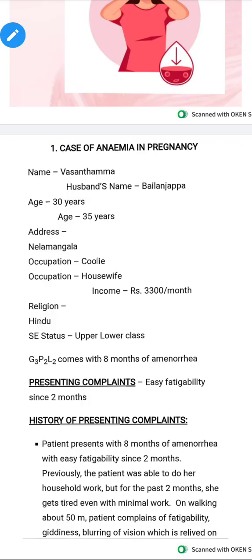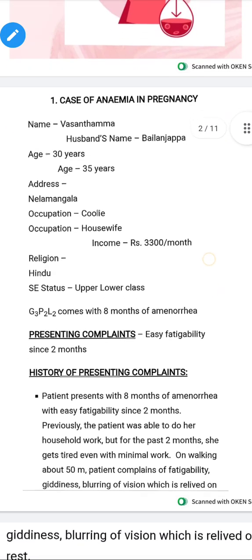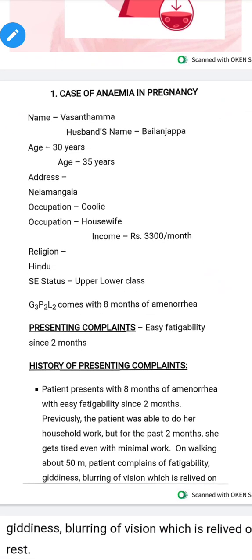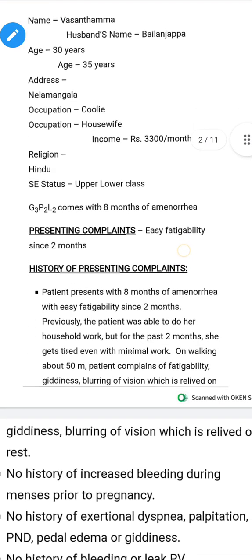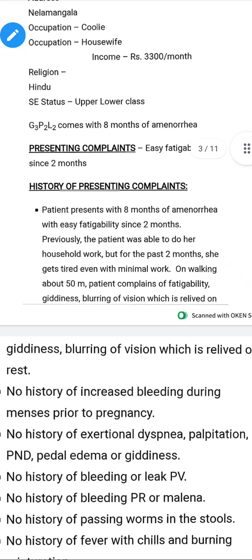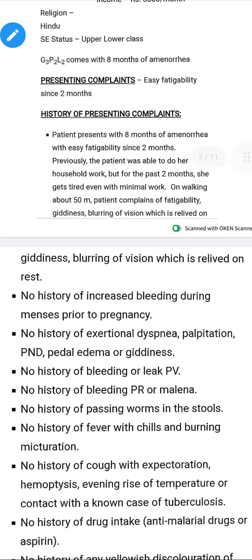So the identification details will be followed by the presenting complaints. Easy fatigability since 2 months, that you have to describe further in history of presenting complaints. You have to say patient presents with 8 months of amenorrhea with easy fatigability since 2 months. Previously, the patient was able to do her household work, but for the past 2 months, she gets tired even with minimal work. On walking about 50 meters, patient complains of fatigability, giddiness, blurring of vision, which is relieved on rest. So, in presenting complaints, you have to first describe the chief complaint, followed by you have to elaborate the negative history, whatever you will ask the patient according to the case.